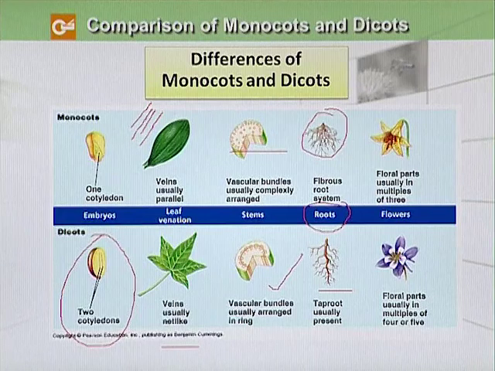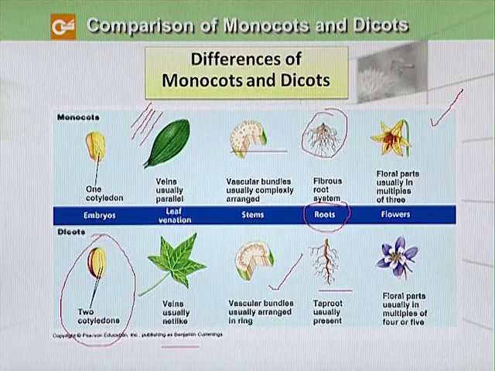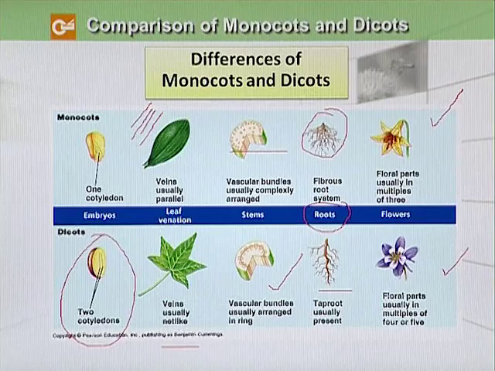And if we look at their flowers, in case of monocots the floral parts are usually in multiples of 3, meaning they will be 3 in number, or in multiples of 3, so either 3, or 6, or 9. While in case of dicots, they have floral parts which are 4 in number, or multiples of 4 or 5. So either 4, or 8, or 5, or 10, like this.